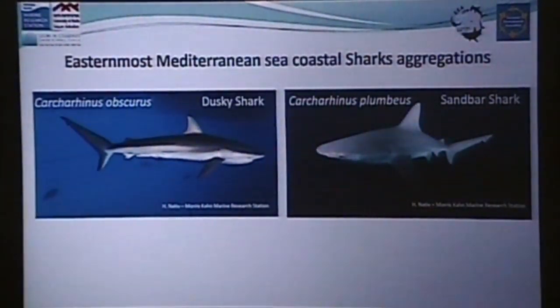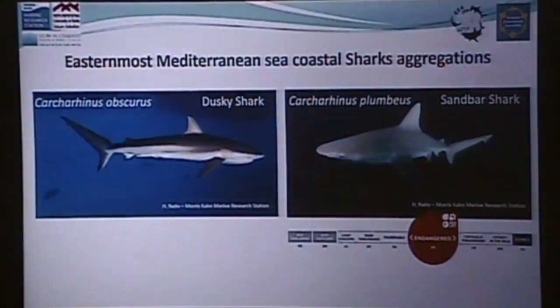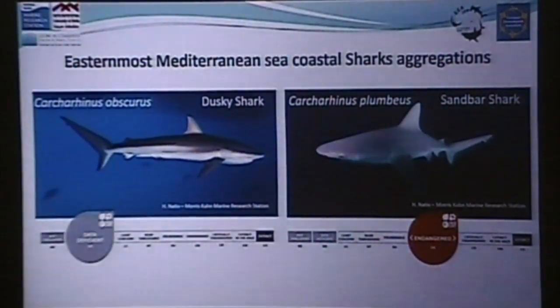We have two main aggregations of two species of coastal sharks. The first one is the sandbar shark, Carcharhinus plumbeus, which is listed by the IUCN in the Mediterranean as endangered. And an aggregation of dusky shark, Carcharhinus obscurus, which is listed by the IUCN in the Mediterranean as data deficient.